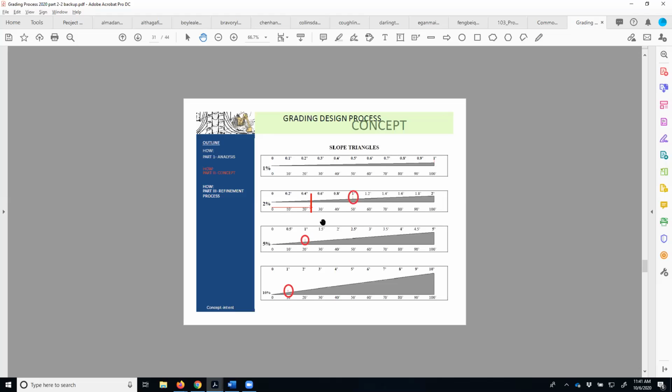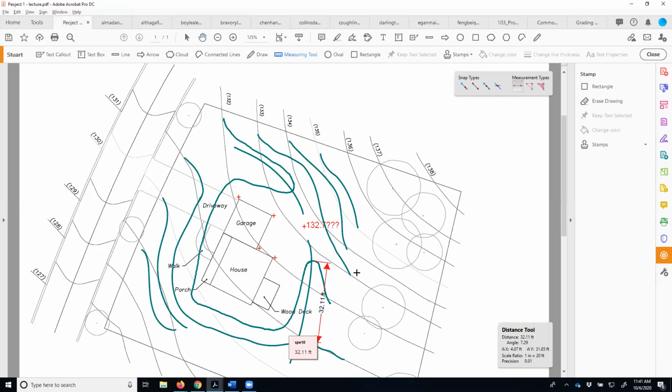But I'm going to go down here because I don't really want it that steep. I'm going to say this is my range I'm willing to live in. So anything between 20 feet and 50 feet is going to be within an allowable range that I'm comfortable with. And so I go back over here and my distance is 32.